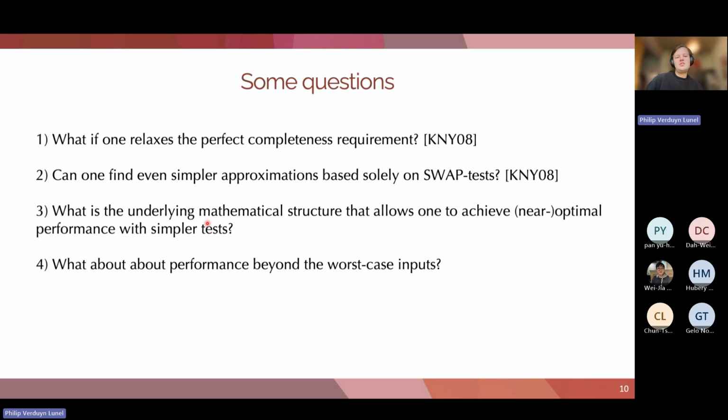Okay, so some of the open questions I mentioned already before. What if one relaxes this perfect completeness requirement? That was one of the questions in the original paper on the permutation test. Is the permutation test still optimal?